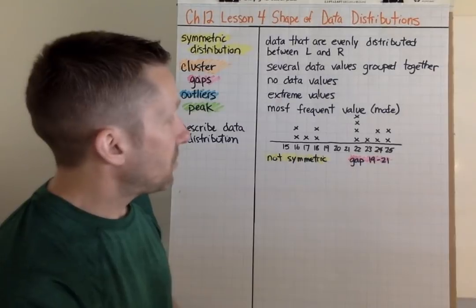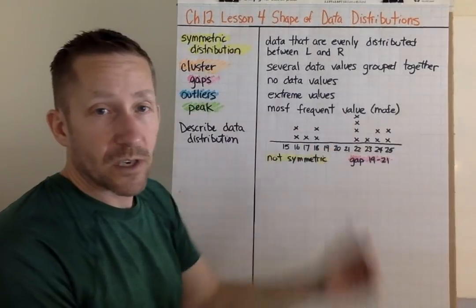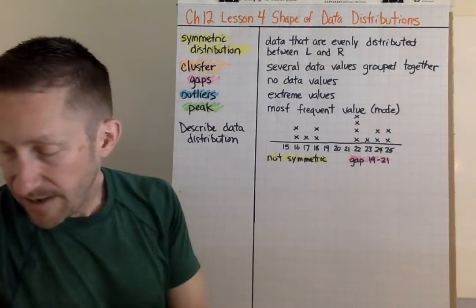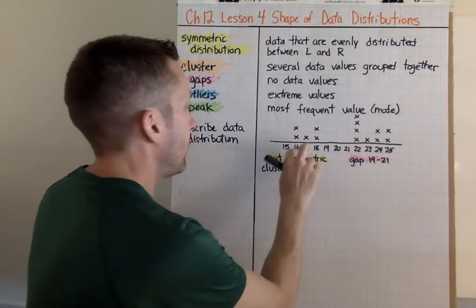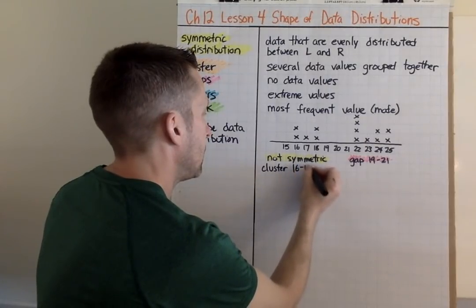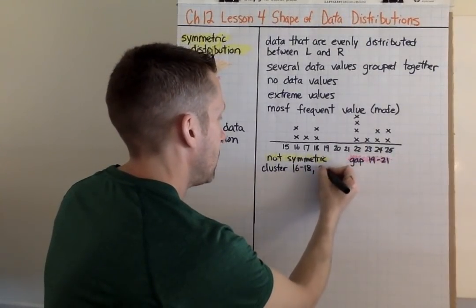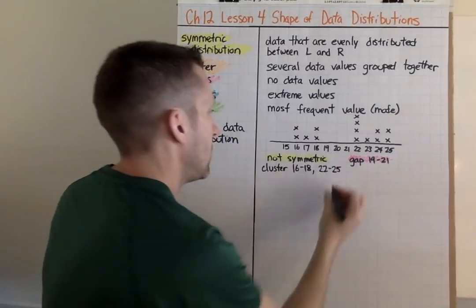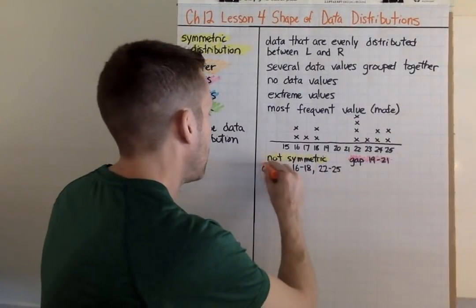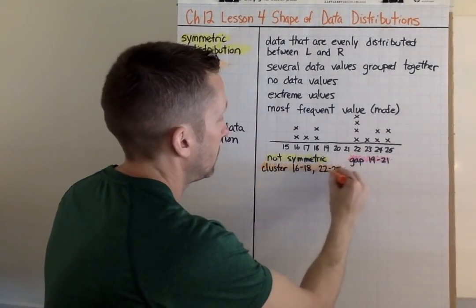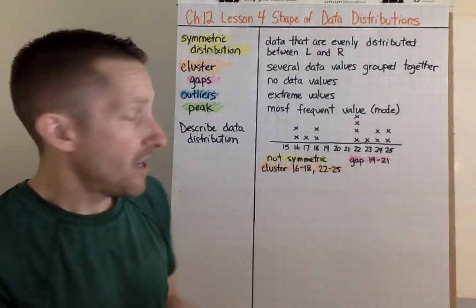Clusters. This data, I would say, has two clusters. There's a cluster right here, and there's a cluster of data right here. There's two clumps or clusters of data. So we could say that there's a cluster from 16 to 18, and another cluster 22 to 25. Is there a bunch of data that's grouped together? That's a cluster. And you can have multiple clusters. So there's another way we could describe that data using clusters.